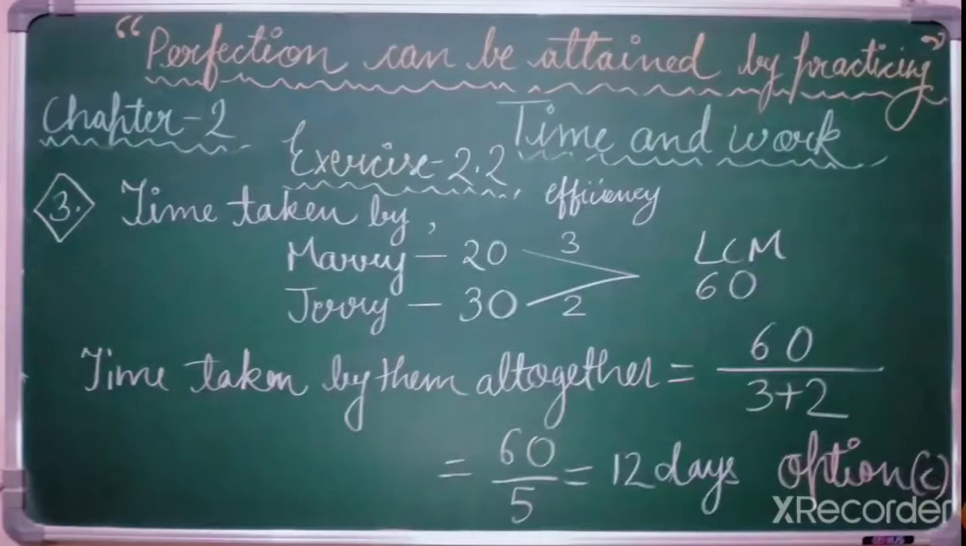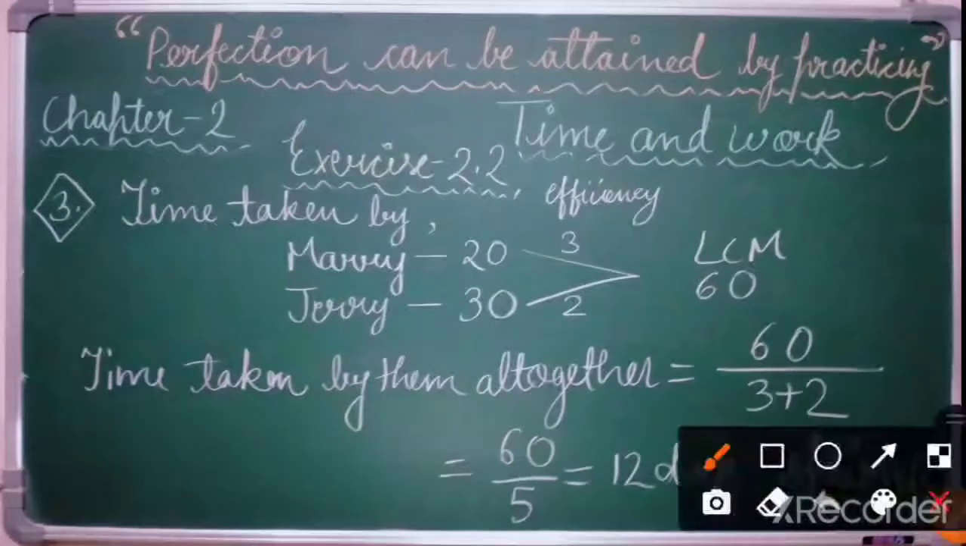Moving to question number 3, that is, Mary can do a painting job in 20 days while Jerry can do the same job in 30 days. How long will they take to complete the work if they work together? It is very easy. Just write the number of days taken by Mary, that is 20, and by Jerry, that is 30. After taking the LCM, the total work would be 60.